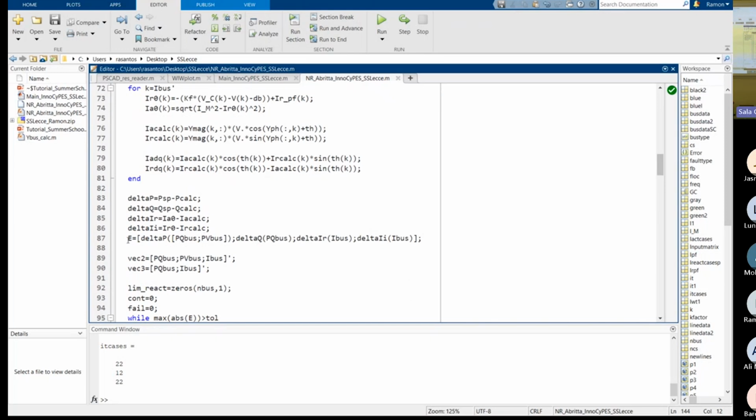Yeah, because if you take a look at this line of code, line 87, I'm establishing my mismatches based on this delta IR and delta II. This is another problem with nomenclature. This is active current and this is reactive current. But now I have this DQ, which my mismatch should be given according to this DQ.